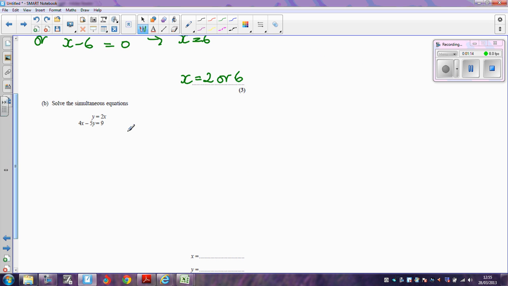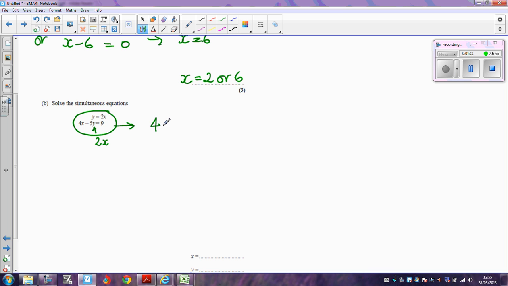Okay, we're going to solve simultaneous equations now, and probably the easiest way to solve this is to substitute one into the other. If we look at that second equation, 4x minus 5y is 9, I can replace the y there with 2x, and that will allow me to eliminate y.